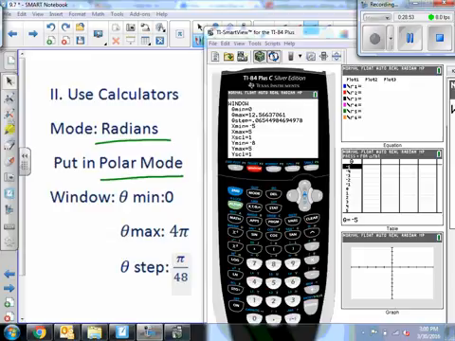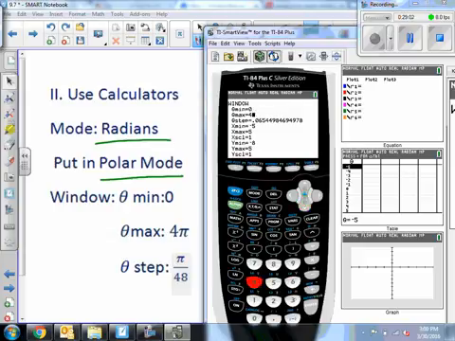Okay, so I went ahead and pulled up mine. I want my theta min here that I have blinking to be 0. My theta max, I can go ahead and enter 4 pi. And I want my theta step to be pi divided by 48. Now, like your x minimum and your x maximum, you can change and adjust those according to your graphs.